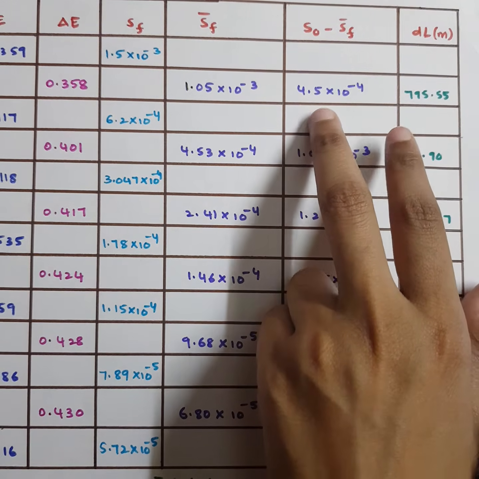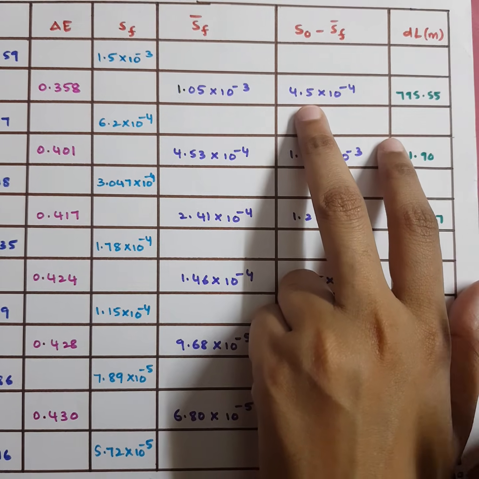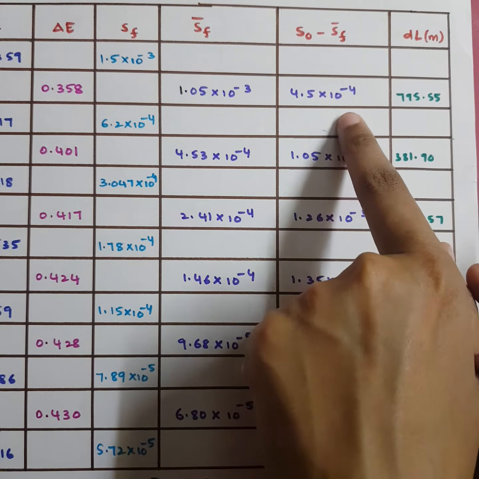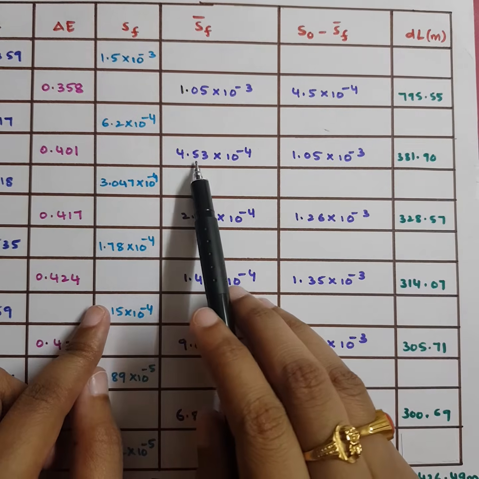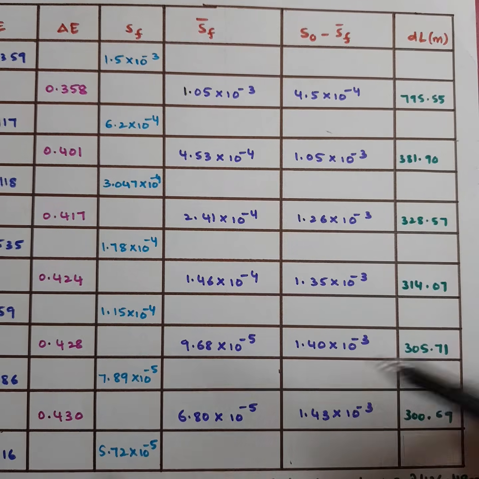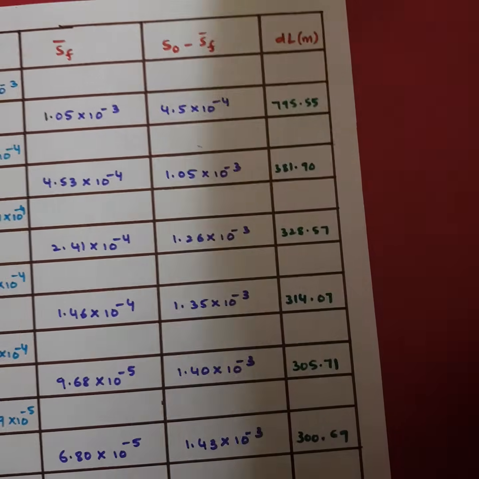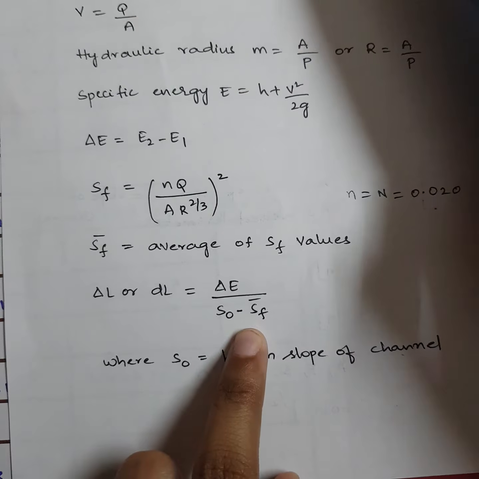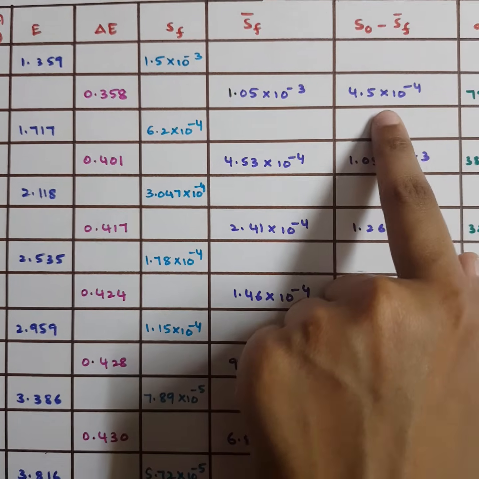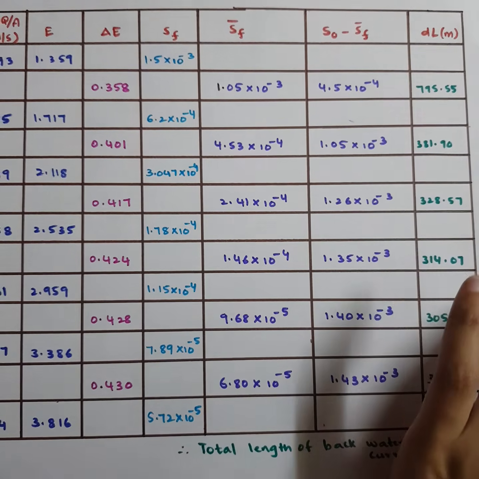Next comes S0 minus SF bar. S0 was already given to us in the question, right? 0.0015. So 0.0015 minus 1.05 into 10 power minus 3, you'll get this answer. Similarly, 0.0015 minus 4.53 into 10 power minus 4, you'll get this answer. Like this, complete this entire column. Next comes DL. I already gave you the formula for DL, which is delta E by S0 minus SF bar. So delta E is ready, by S0 minus SF bar: 0.358 divided by 4.5 into 10 power minus 4.